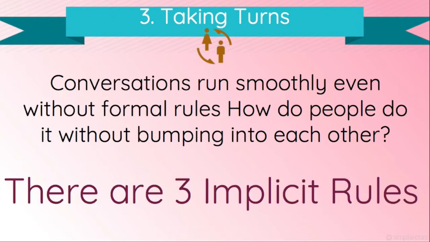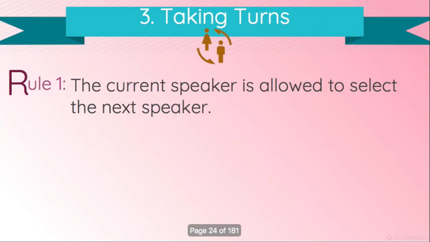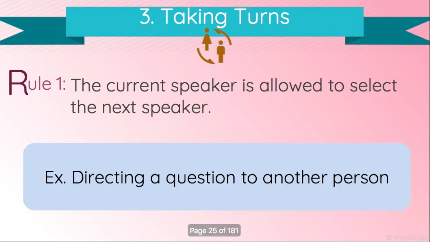So the answer is there are actually 3 implicit rules that we follow so that we're able to take turns more efficiently within conversation. Rule 1, the current speaker is allowed to select the next speaker. So for instance, when we're talking and we feel that we want to give the floor to another person, we could direct a question to another person. Like, how about you? How was your summer vacation? If you talked about your own experiences during summer.